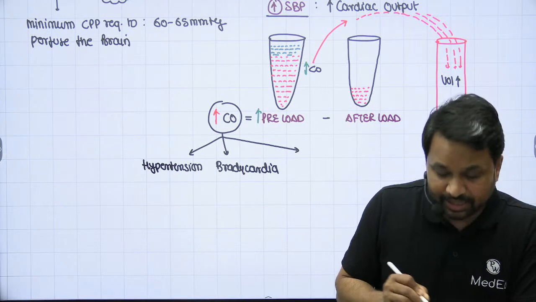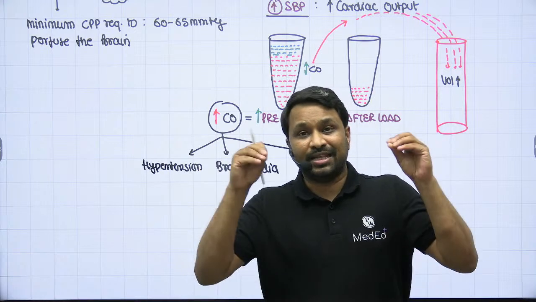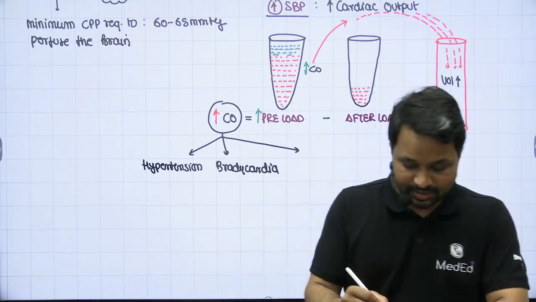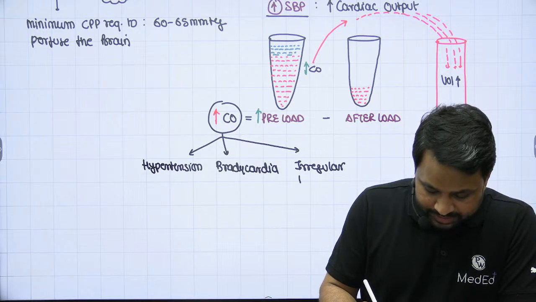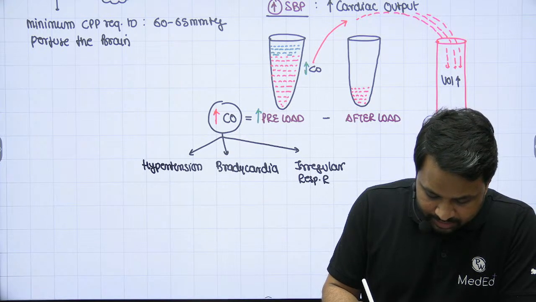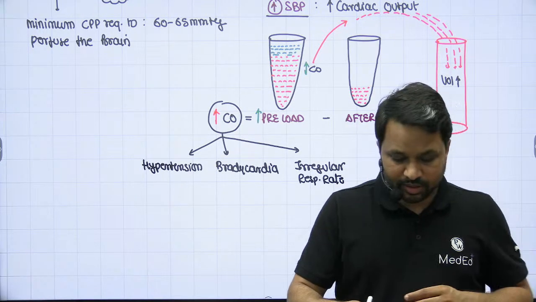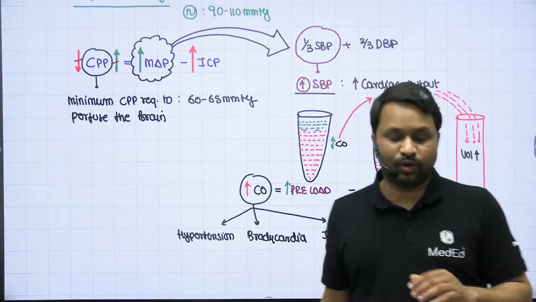And raised ICT will cause pressure on the CP angle, where your respiratory center is, and that will cause differential stimulus, due to which there will be an irregular respiratory rate. It is an irregular respiratory rate, and this is what we call Cushing's triad.